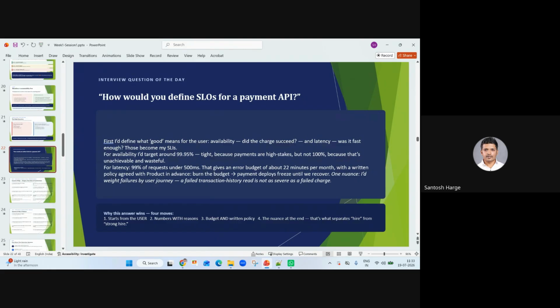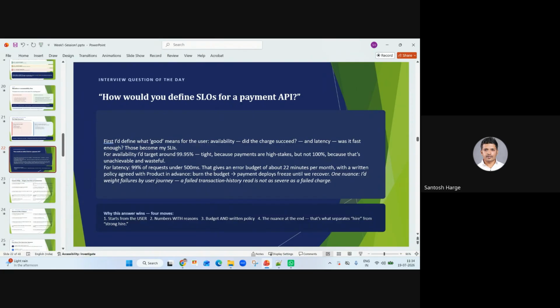Then what about the rest of the metrics? What you are doing here is setting up the metrics. First of all, the SLI. The SLI is whether the transaction succeeded or failed. Then latency: was your transaction fast enough? These two factors will be your SLIs, service level indicators.